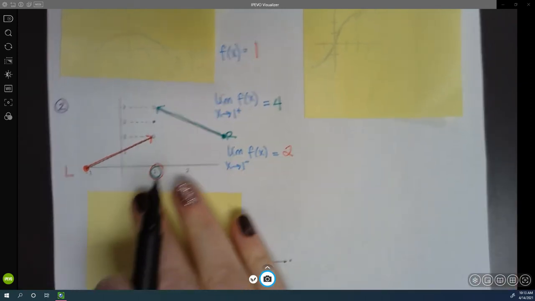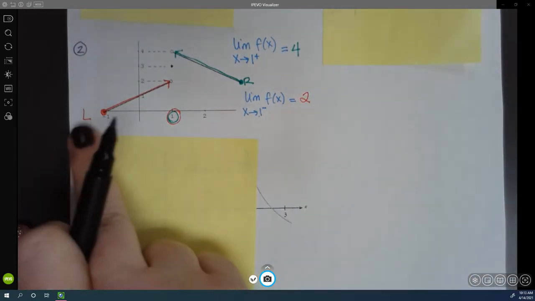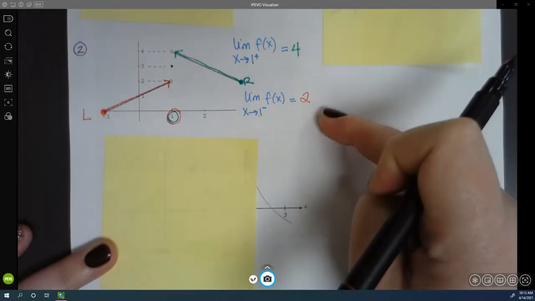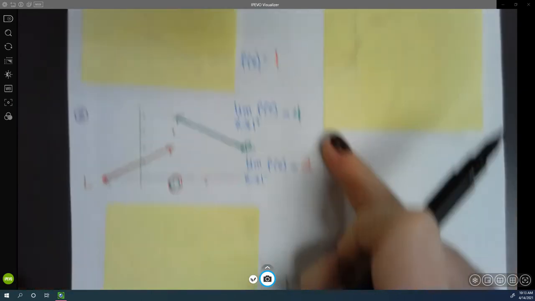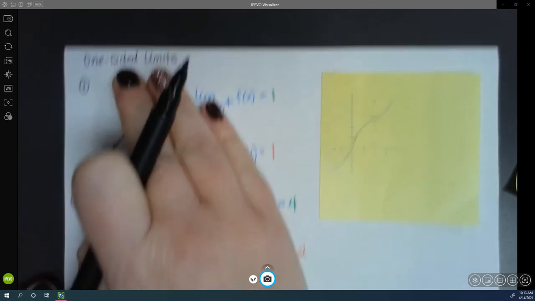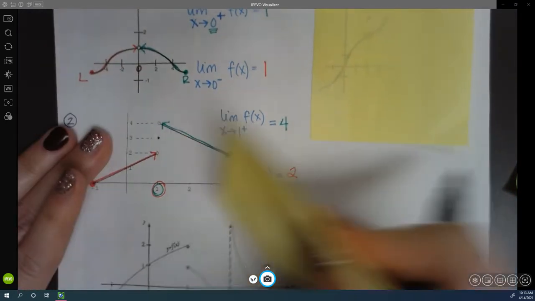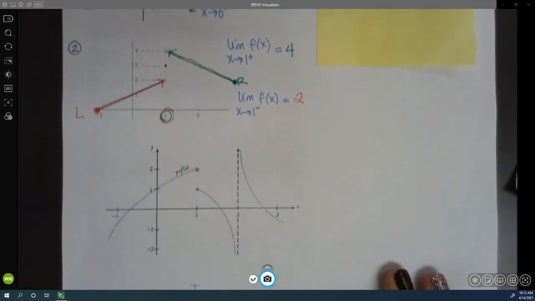So notice for graph number 2, the limit from the right and the limit from the left are not the same. That's why these are called one-sided limits, because I'm either coming from the right side or the left side. The last example is example number 3.